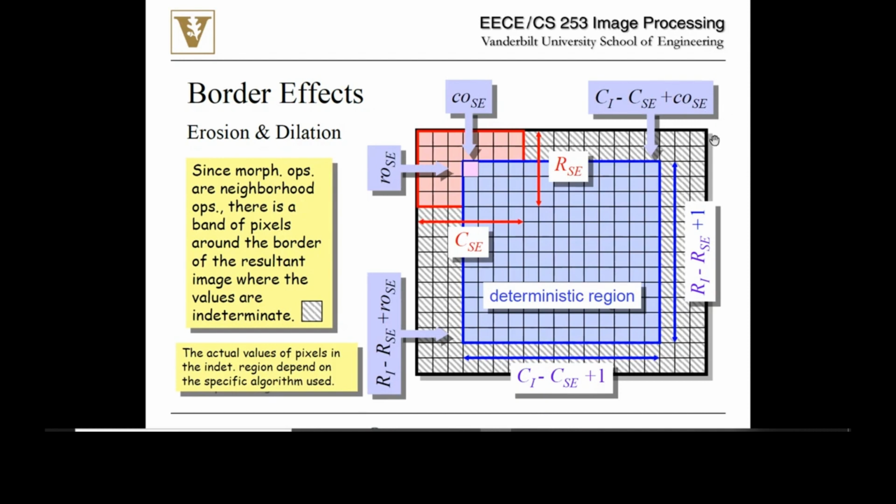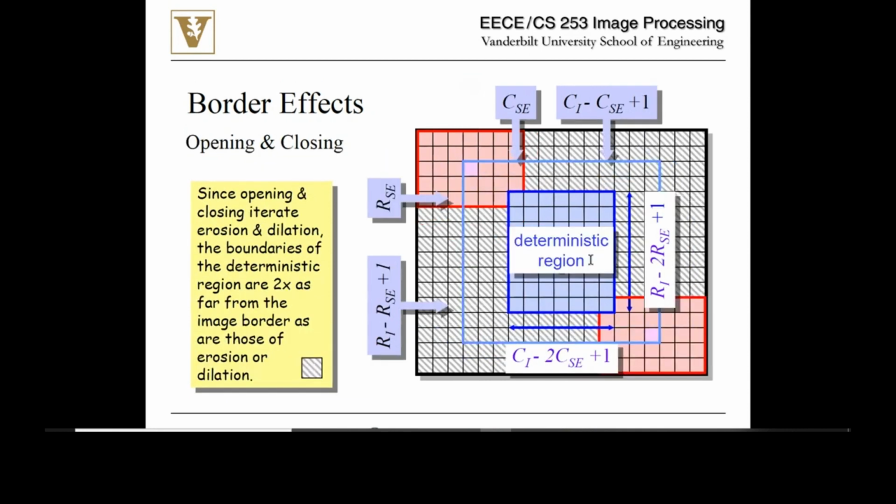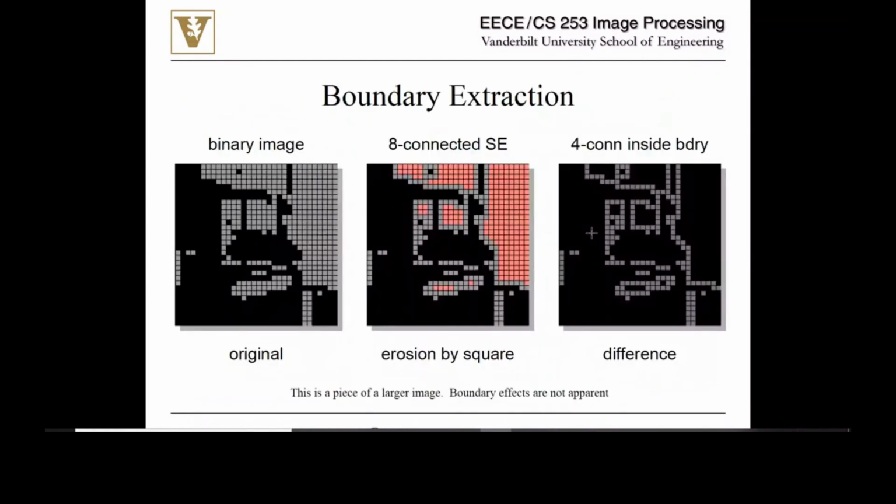But the idea is that at the boundaries, which are defined by something that depends on the size of the input image, the size of the structuring element, and the offset of the structuring element, so where the origin of the structuring element is. But okay, we don't care about all these small details.